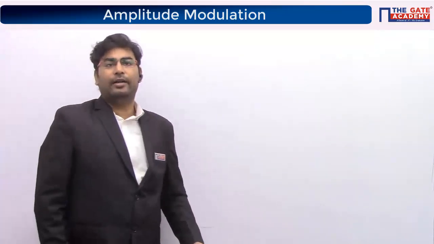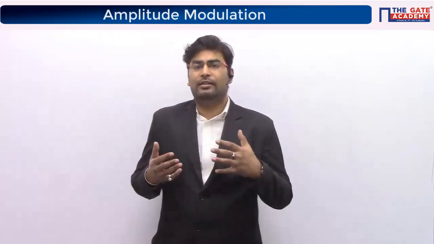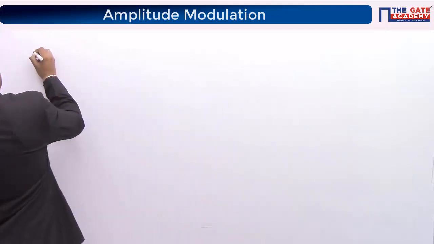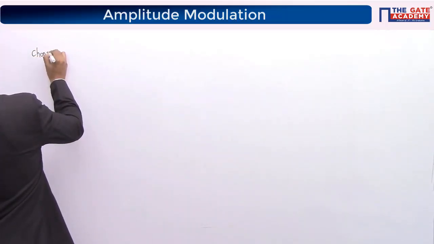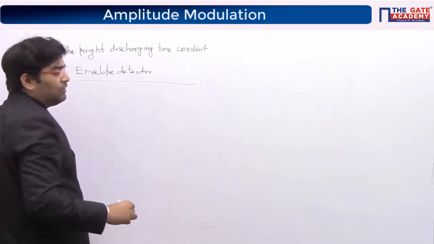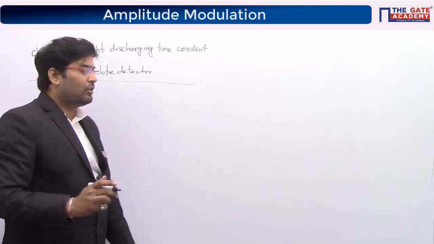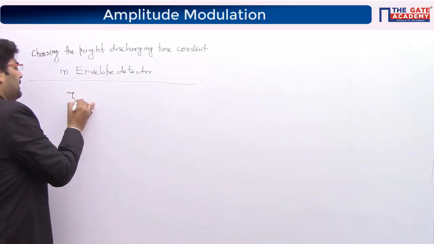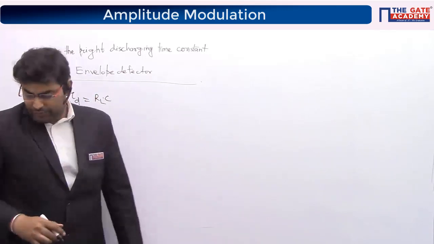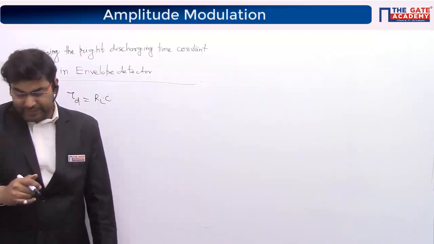Now guys, there's one important topic related to the envelope detector: choosing the right discharging time constant. So you can put the heading in envelope detector. I told you that in the circuit I showed you just now, the discharging time constant will be tau discharging equal to load resistance times capacitance. Now if the discharging time constant is not in balance, then what is the problem? Take case first.